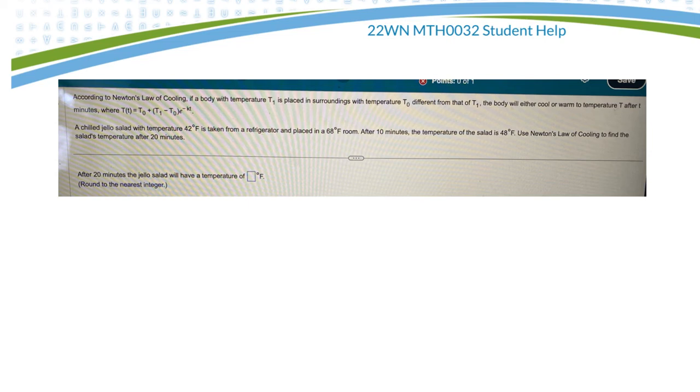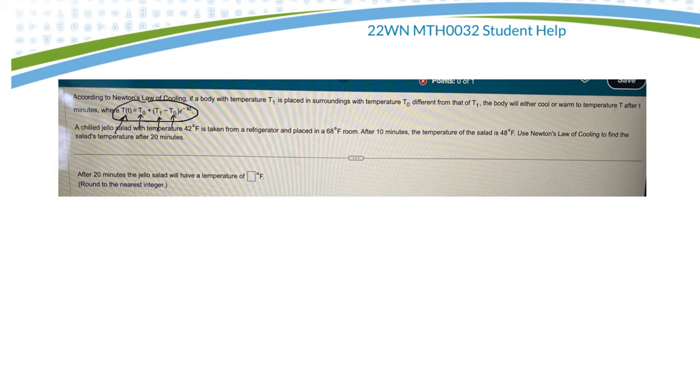Okay, here's three law questions. The first one is Newton's law of cooling. So here's the formula, and that's the stuff we have to plug in. N is the temperature at the end, T1 is the temperature that it starts with, and T0 is the temperature of the environment.